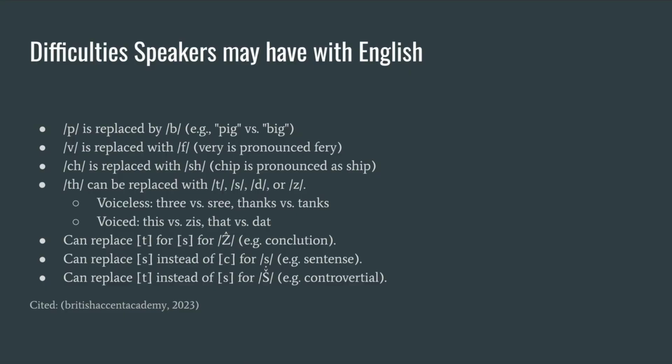Additionally, in words, the T when writing can be replaced with an S, so conclusion would be the way it's pronounced and written. The S can be replaced with a C, and it takes the place of an S sound. So in sentence, instead of a C, it's an S. And then the T can be pronounced as an S. So in controversial, we'd pronounce it with that S sound.